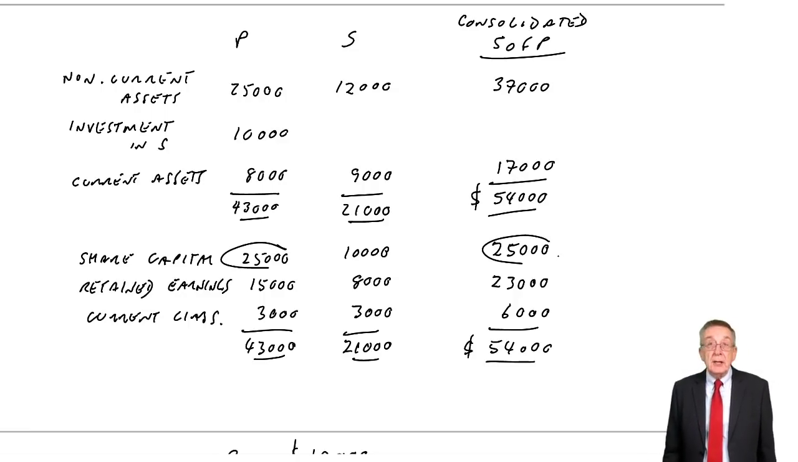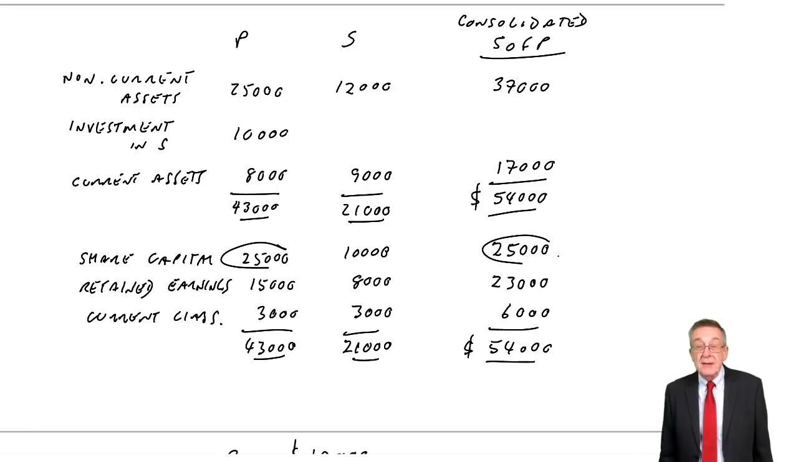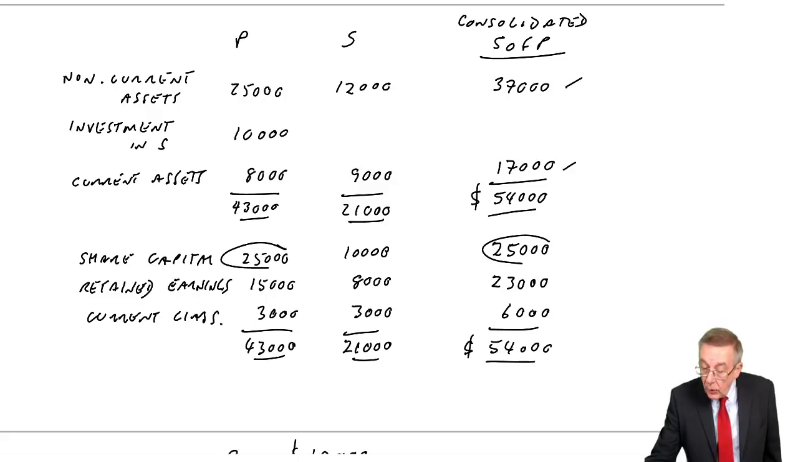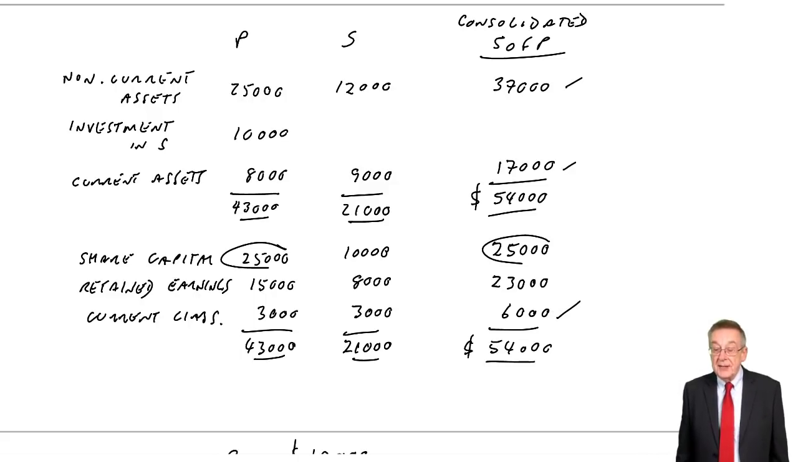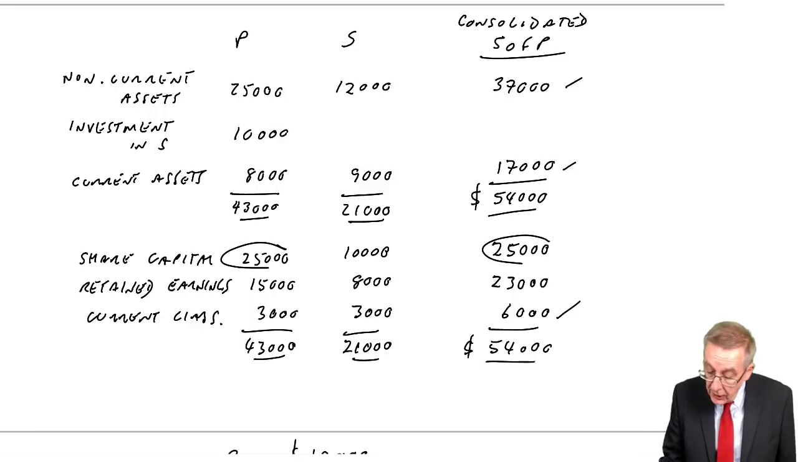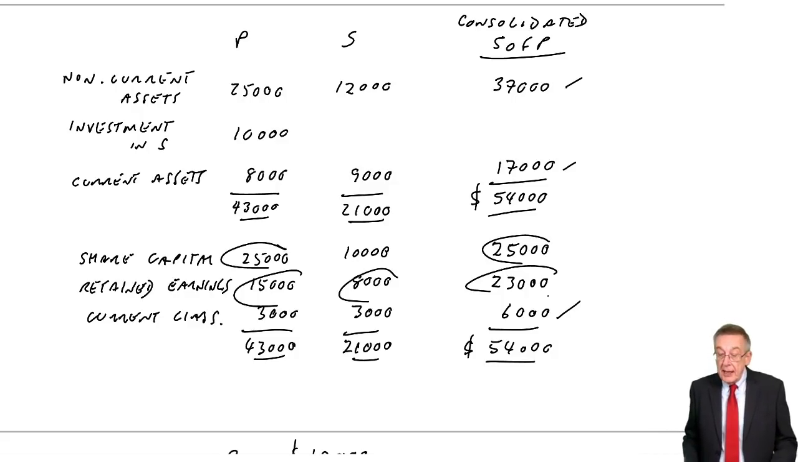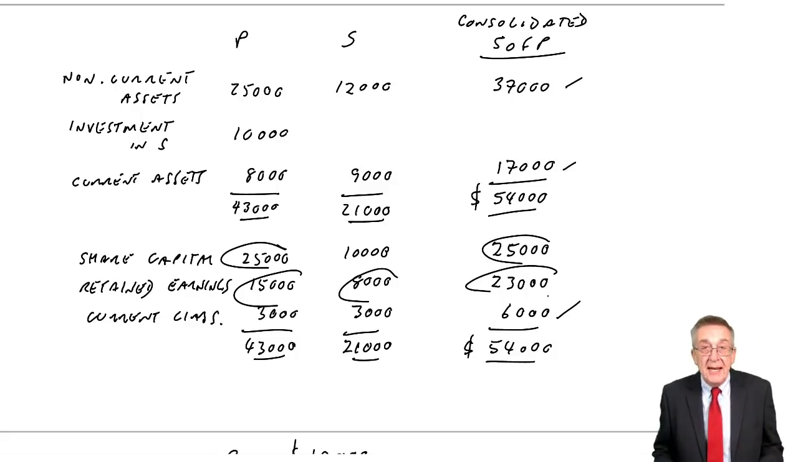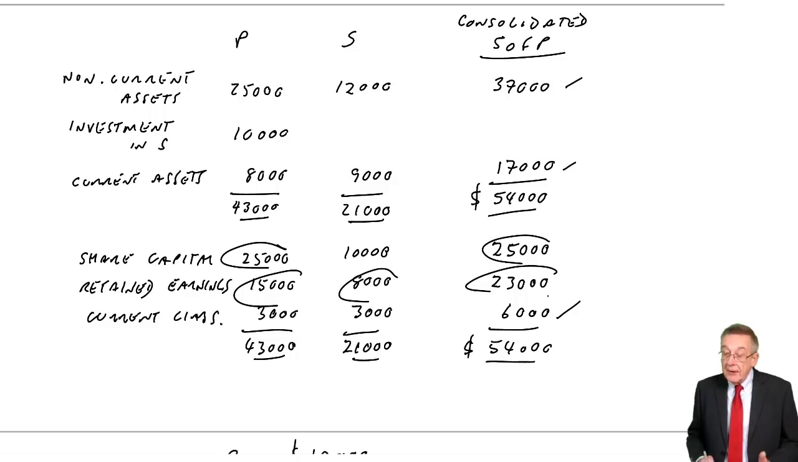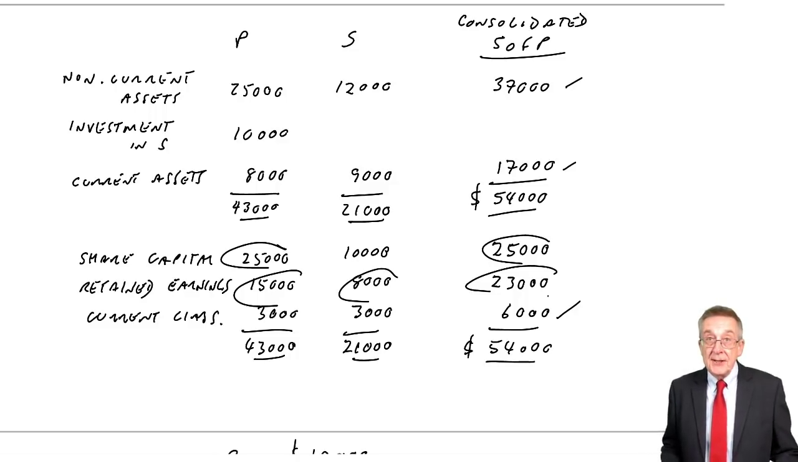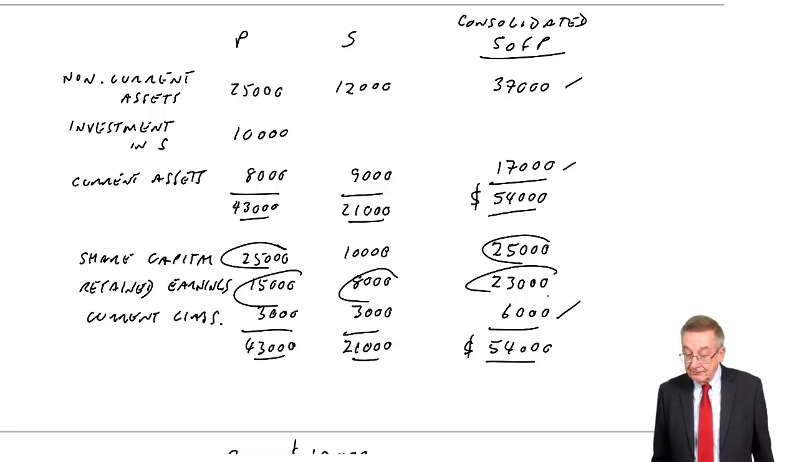So the share capital, the consolidated statement, is 25,000. We've brought in all the assets of the two companies, all the liabilities of the two companies, and the retained earnings. Obviously, P's shareholders are entitled to P's profits. They're also entitled to those that have been earned by S because they own S.